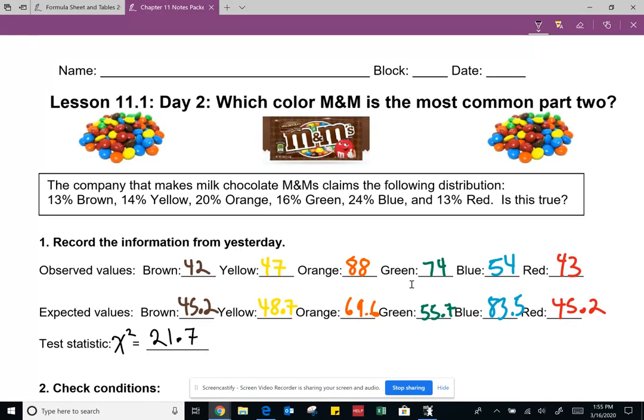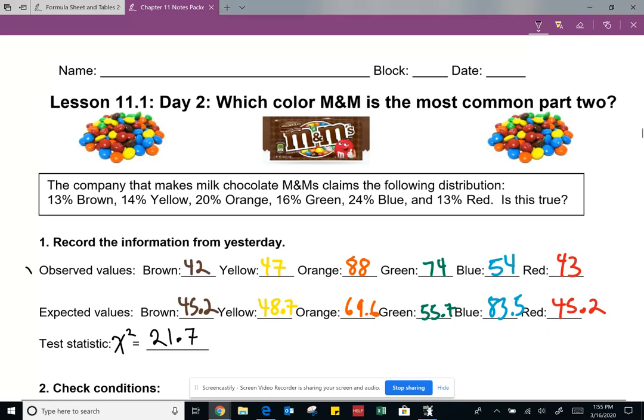In this lesson, we're going to use some of the knowledge that we learned in the previous day and start to put it together and formalize the hypothesis test that you would run, or what the AP test would actually test you on, or the questions they would ask you. So let's go back, and if you haven't already done so, record the information from the previous lesson.